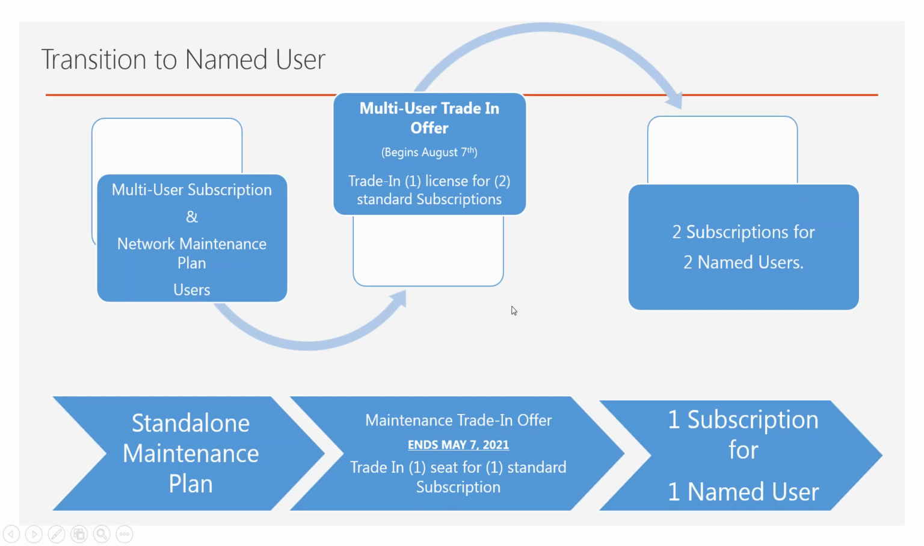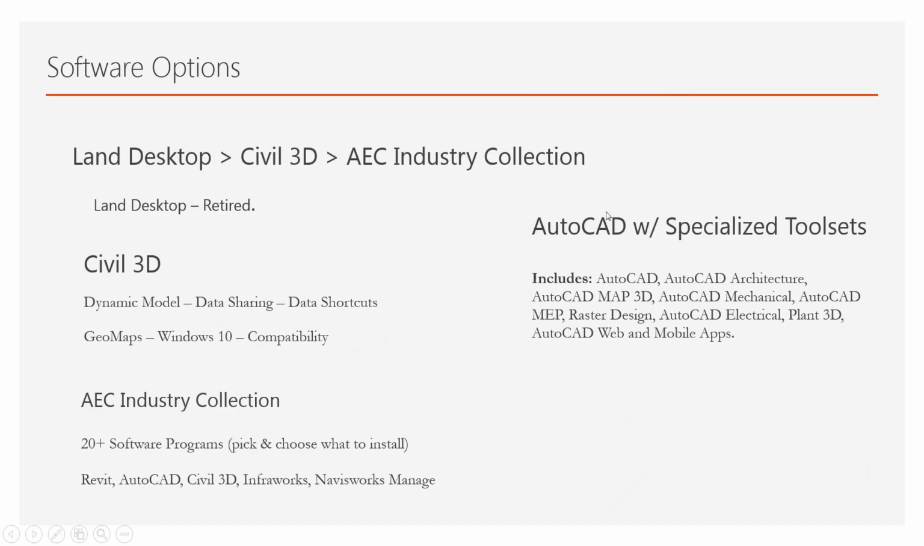And unfortunately, you can only get that if you're on subscription. You can't get it if you're just still on a maintenance plan. So that's the AutoCAD with specialized toolsets. Then there's Civil 3D.